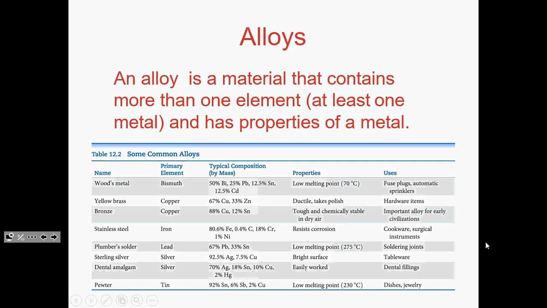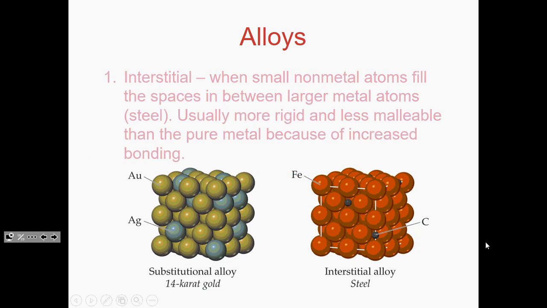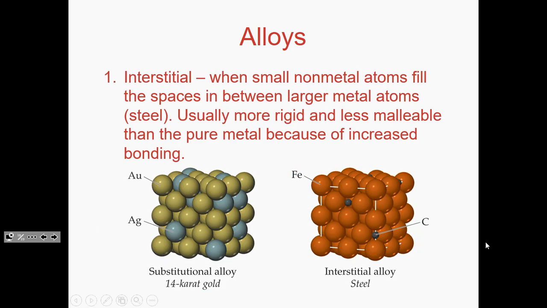We can take a metal that is maybe very useful and strong, but we can make it even more strong, or we can make it resistant to corrosion, or we can change to certain degrees its conductivity or its melting point, and so forth by blending other substances with it. Now, the two types of alloys that AP has said that they want you to have a fundamental understanding of are interstitial and substitutional. The interstitial alloy is the one that's on the right here.